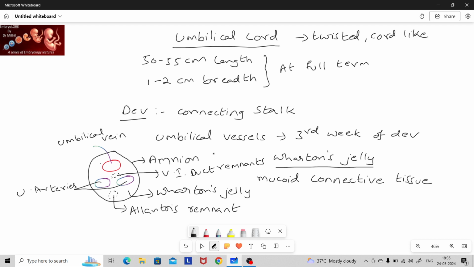Short cord and premature separation: a short cord may create difficulty. And lastly, the velamentous umbilical cord insertion is different; the umbilical vessels are inserted into the chorioamniotic membrane. So with this, let me end the video.